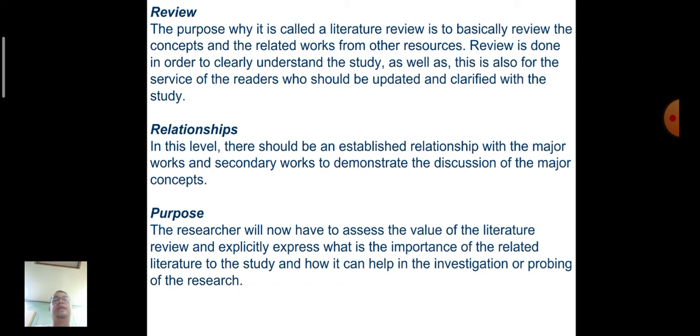Okay? Purpose. The researcher will now have to assess the value of the literature review and explicitly express the importance of the related literature to the study and how it can help in the investigation or probing of the research. So usually, the purpose can be placed at the beginning, because you will express why you are doing the literature review, or at the end, or both. You can do it as an introduction to writing the literature review, or as a concluding part. In my case, I'm using both. So that's it.